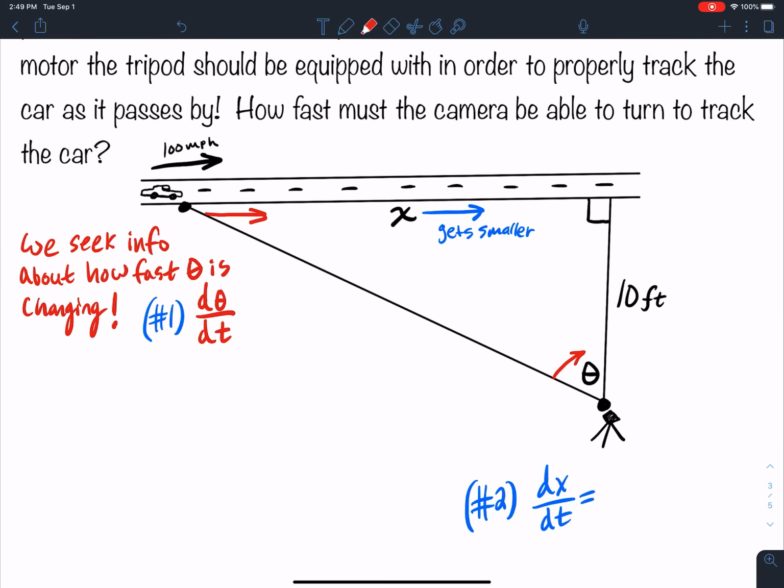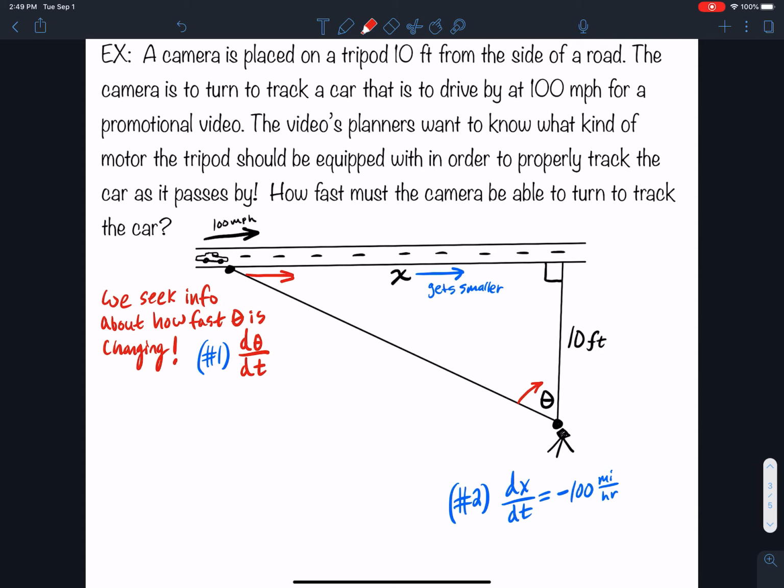Well, we know that dx/dt is negative 100 miles per hour. Now, why is it negative? The rate is negative because as we're traveling in this direction, my x value is getting smaller. Okay, so x is decreasing. So I'm traveling at a rate of 100 miles per hour. That's what I'm getting given here.